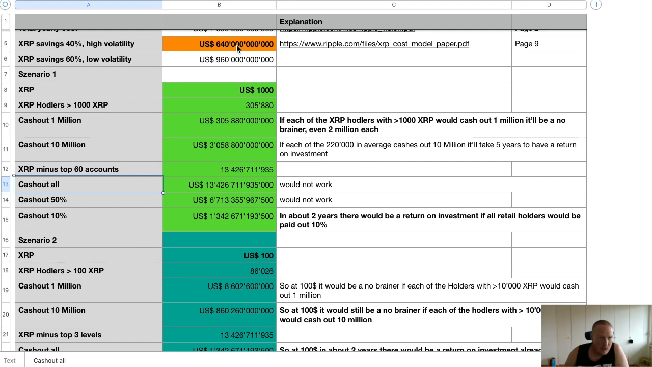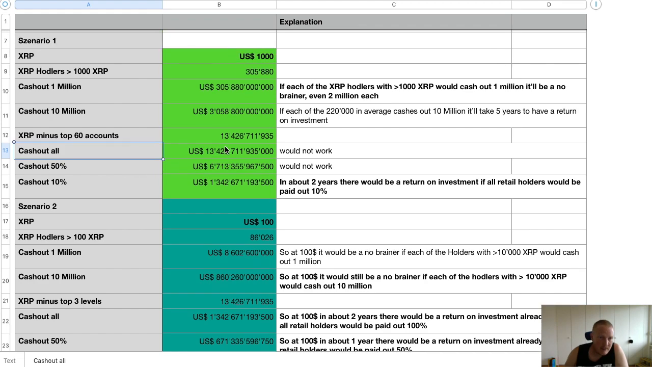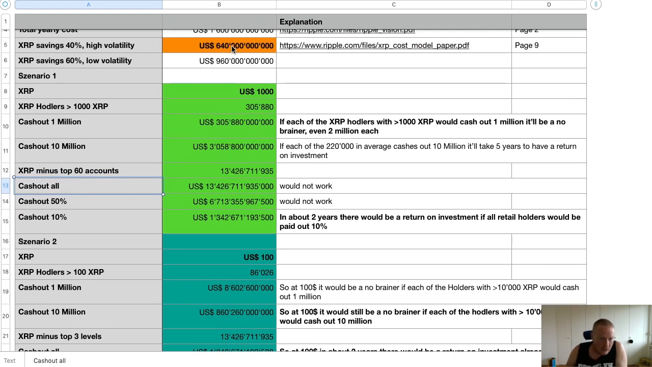Quite some, like 20 times higher. So it would take about 20 years. So that wouldn't work. At 50%, we would still be like 10 times higher than the yearly cost savings. So it would be like 10 years to get the return on investment. But I mean, who will cash out 50%? That's really up to you. I just give you the figures. You do your own interpretations on that.